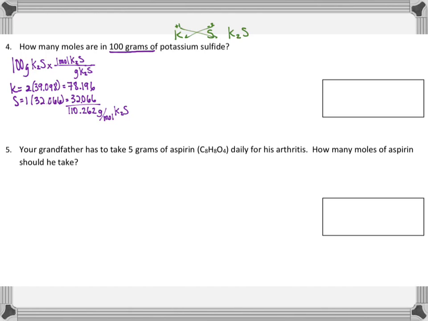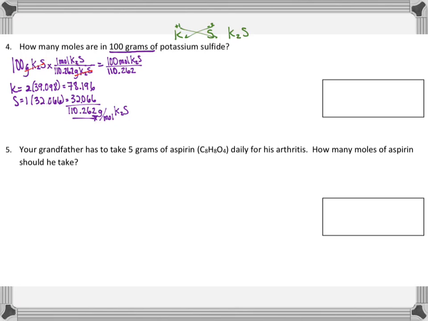Okay, again, my gram stays with my grams. So 110.262. I look at my work. I can cancel out grams. I'm happy with moles, so now I can write my equal sign. So if I transfer my information over, I'm going to have 100. My numerators, right? My only surviving unit is mole of potassium sulfide. And I'm going to divide that entire thing by my denominator, which is 110.262.